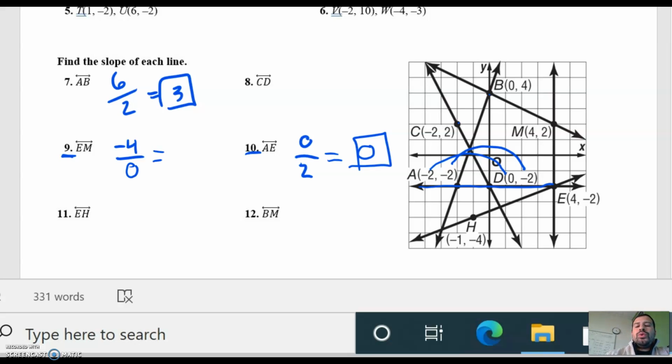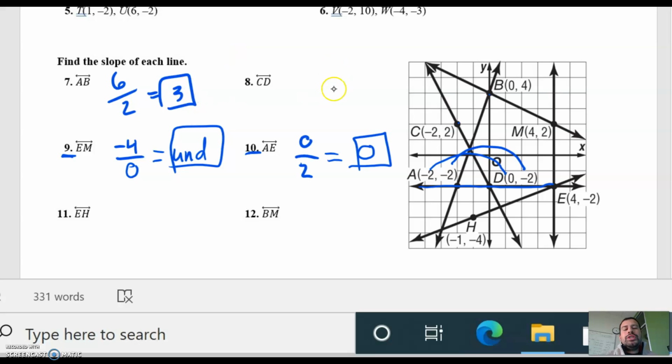Now when you have a 0 in the denominator, you may recall that actually is not something that we can do. That's not an operation that's possible. So we say that this one is undefined. Okay, so if you have a vertical line, its slope is undefined.